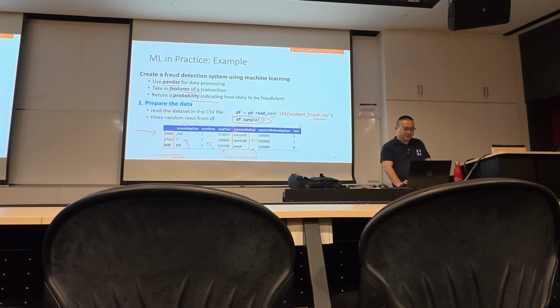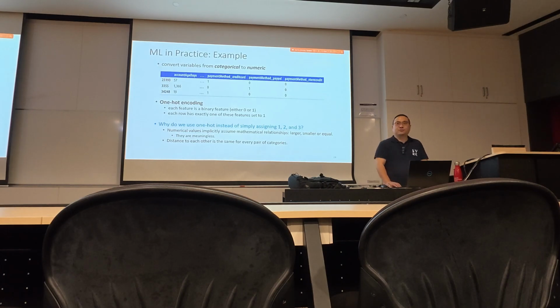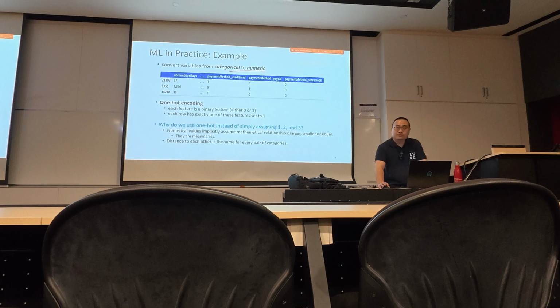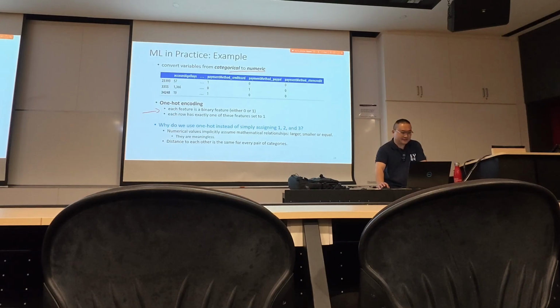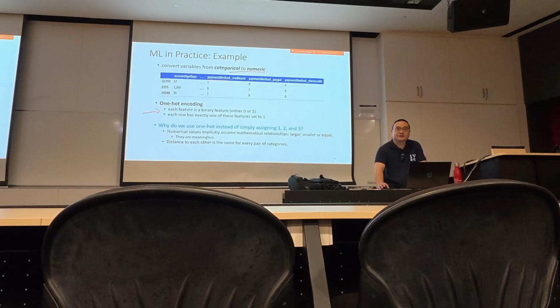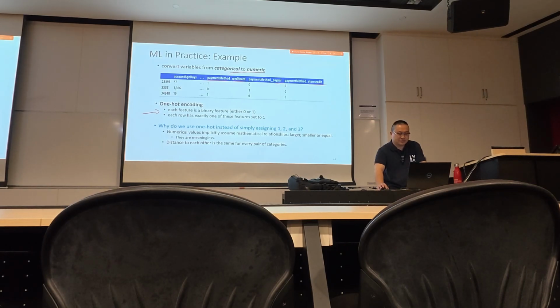So we need to transform them into numerical form. We need to convert the variables from categorical to numerical. One way to do that is to apply one-hot encoding. It means that for each categorical feature, we convert it into multiple binary features. Here you can see that previously we had the feature named payment methods. Then we expand the previous text feature into multiple binary features: payment methods credit card, payment methods PayPal, and payment methods store credit.